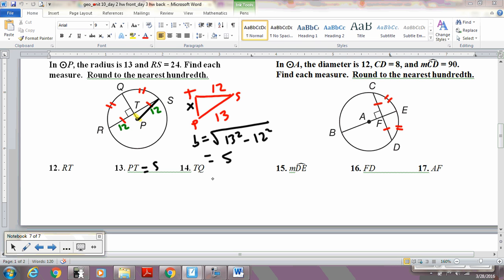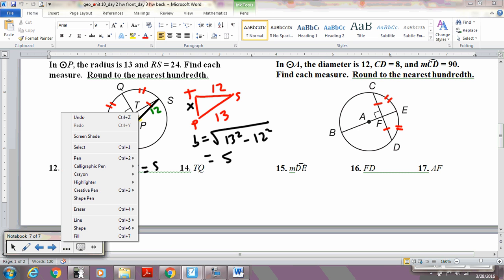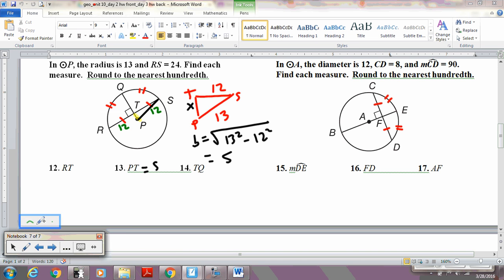On number 15, to find arc DE, you're going to use the provided information that the total arc CD is 90. That's all of that. And DE is half of 90, so half of 90 is 45 degrees.